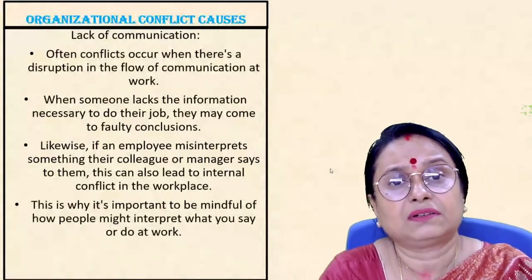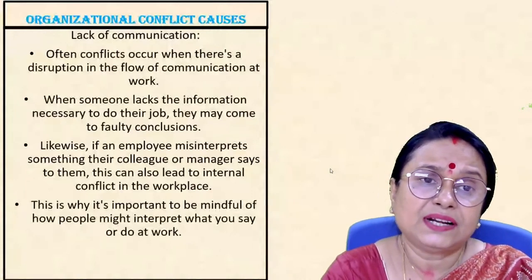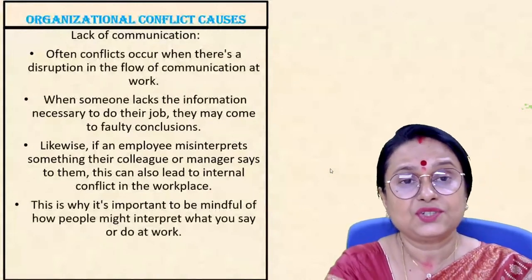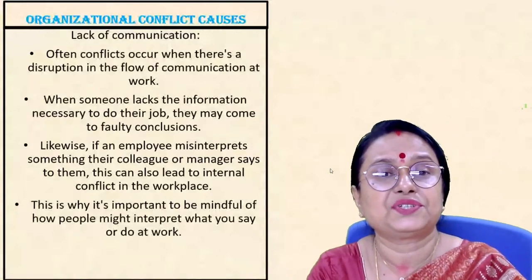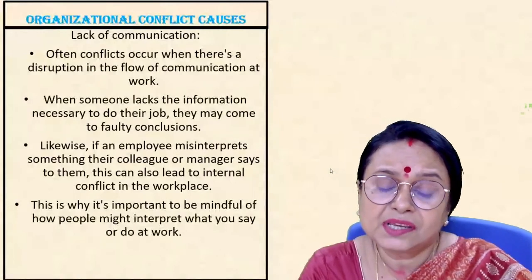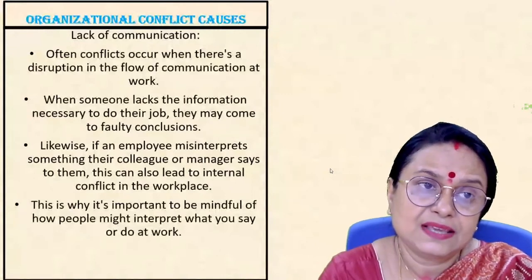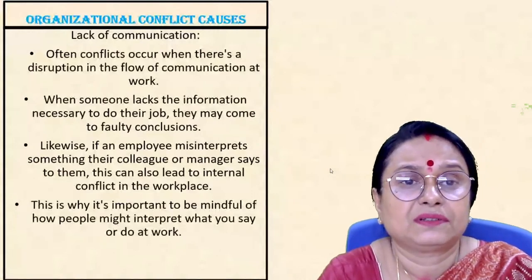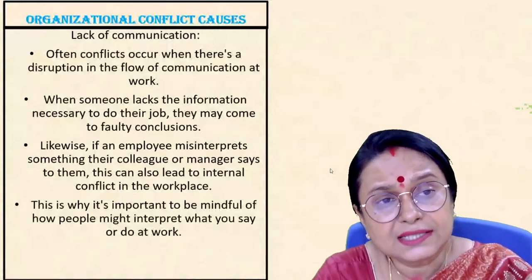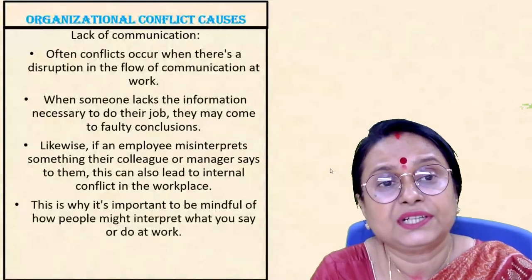So often conflicts occur when there is a disruption in the flow of communication at work. So what is disruption of communication? Disruption in the flow of communication. Whatever the authority wants to communicate to different people in the organization may not reach the people as it is. The meaning of communication may change while it is reaching the bottom. So that is disruption in the flow of communication. That means there is some lacuna during the flow of communication, so that the exact meaning which the authority wants to communicate to the lowest level is not reaching as it is.